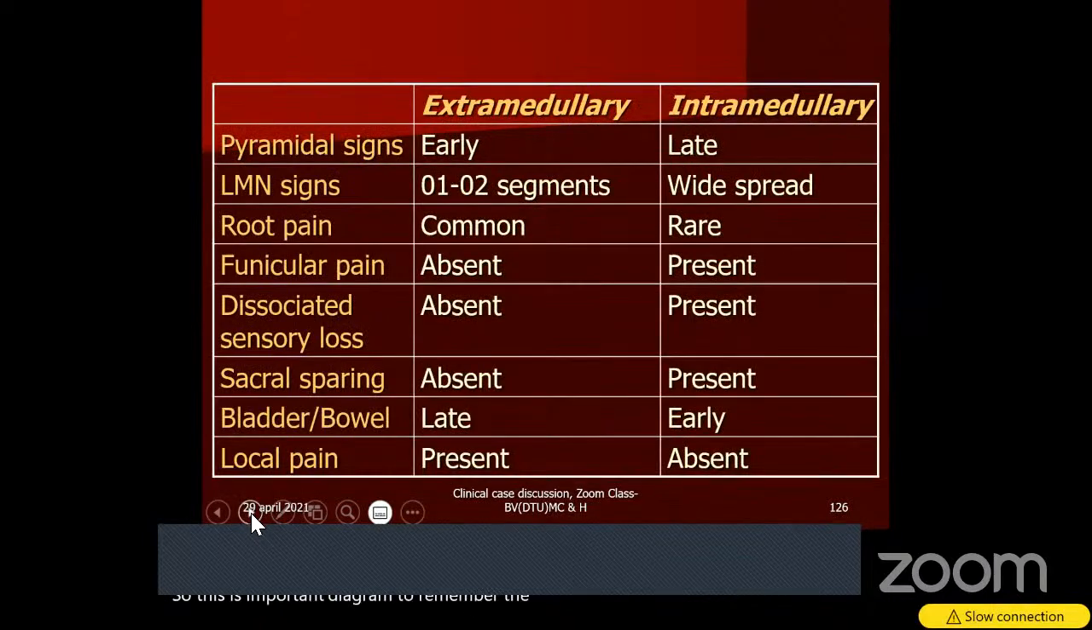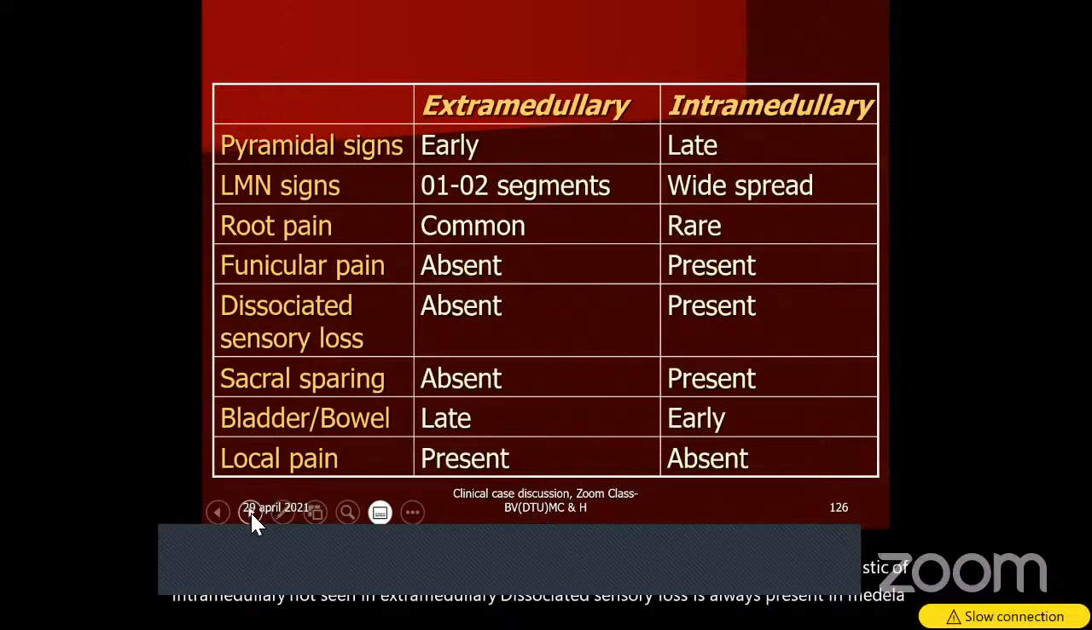The pyramidal signs are very early in extramedullary, but they are late in intramedullary. The LMN signs are at the level of the lesion in the extramedullary compressions. In intramedullary, they are widespread. Root pains are very common in extramedullary, that means it involves both extradural and intradural extramedullary, and in intramedullary, they are very rare. The funicular pain is characteristic of intramedullary, not seen in extramedullary. Dissociative sensory loss is present in intramedullary.